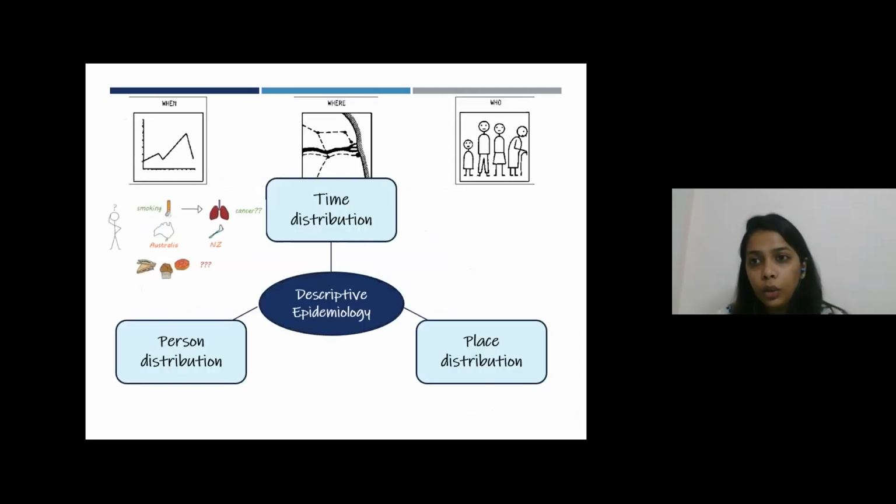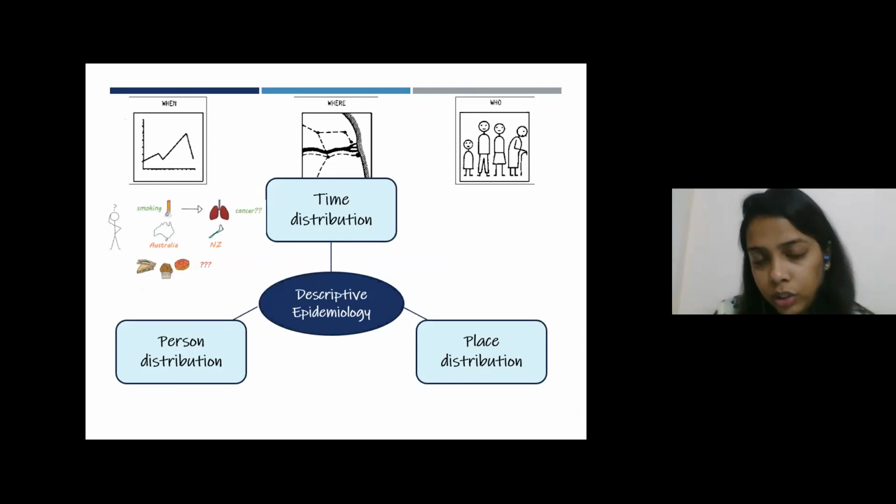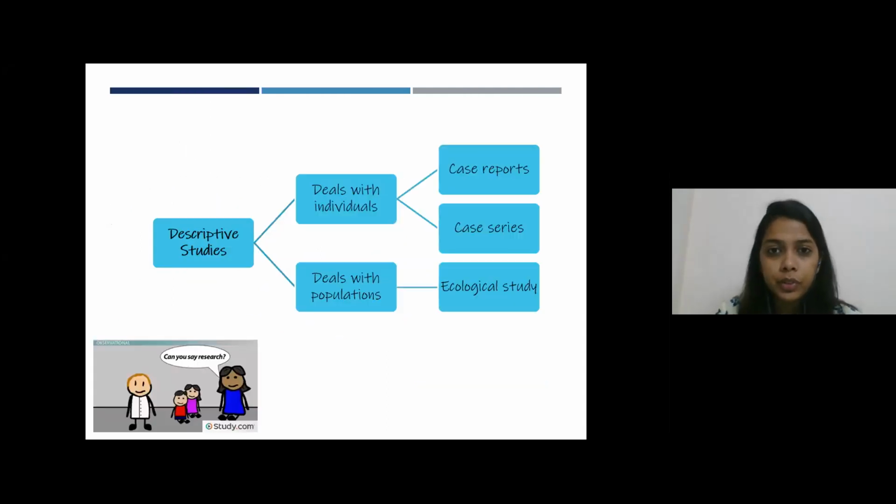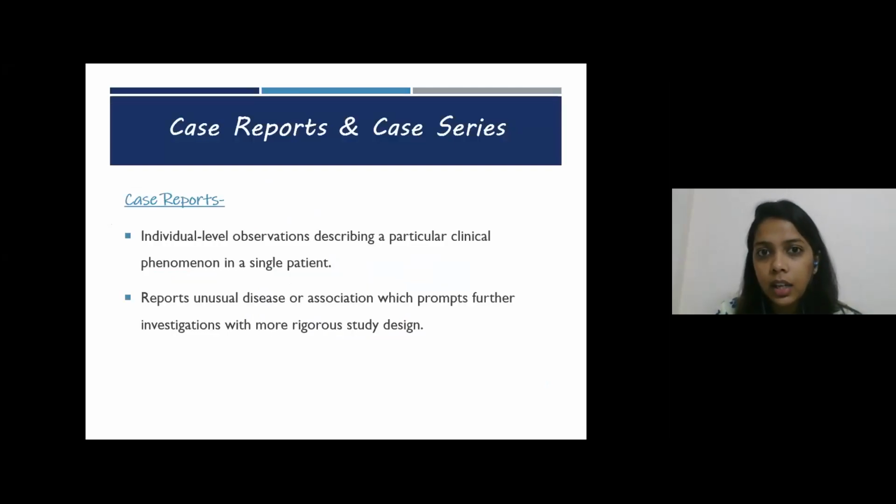So when we talk about describing a disease condition, we generally speak in terms of three types of description. That is the time, the place, and the person. Now, this is a characteristic feature of a descriptive study. So basically, you have your case reports, case series, and ecological studies, the 3 kinds of descriptive studies.